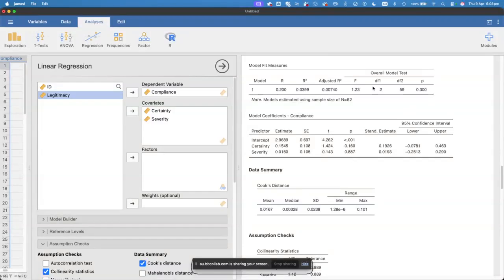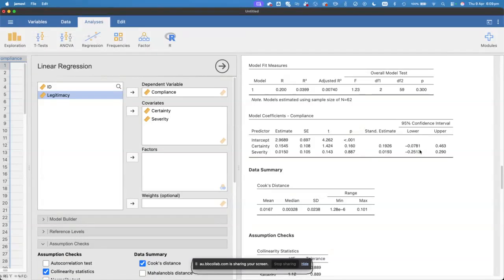Both of these are non-significant. Again, our model is not significant, but we're just going through the process of interpreting these measures. The standard estimate tells us the magnitude of effects relative to one another, so it's in standardized units. And this is saying that certainty is larger than severity. And we can use the confidence intervals to get a sense as to if this is significantly larger.